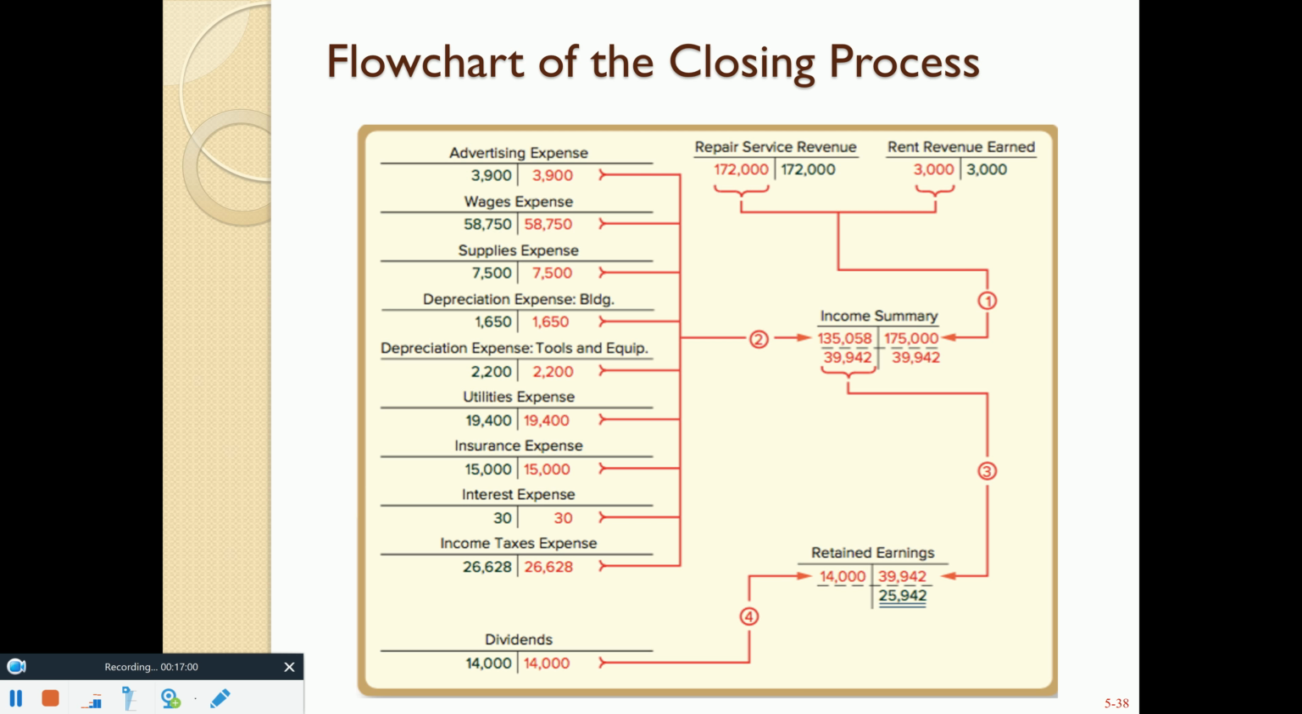So here's the flow chart. You can see the visual. First, the revenue accounts are closed out into income summary. That's step 1. In step 2, the expense accounts are closed out into income summary. And then this running balance in income summary is closed out into the retained earnings account, and your dividends are closed out into retained earnings. So at the end of the day, the R, the E, and the D accounts all have 0 balances. It all got summarized into retained earnings.